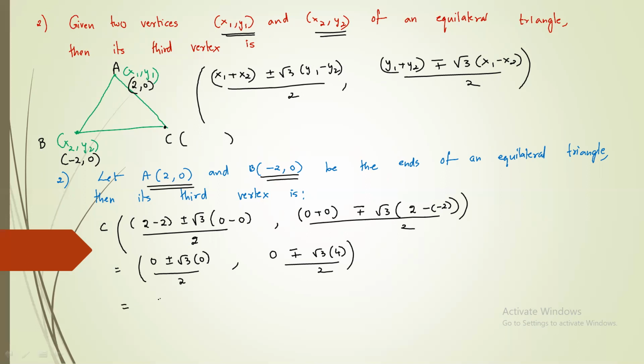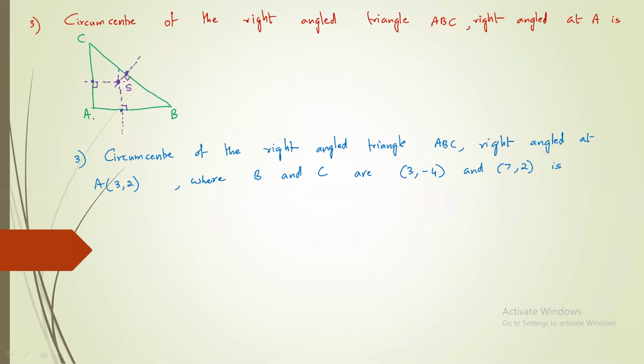So here on the whole, I'm going to get 0 only. Whereas here I'm going to get minus or plus 2 root 3. So the two options I can have are (0, minus 2 root 3) or (0, plus 2 root 3) for the third vertex.